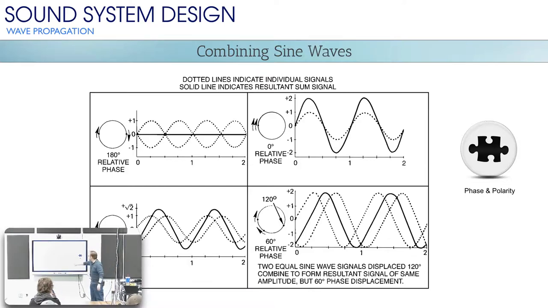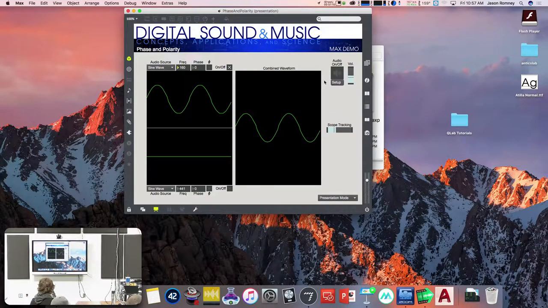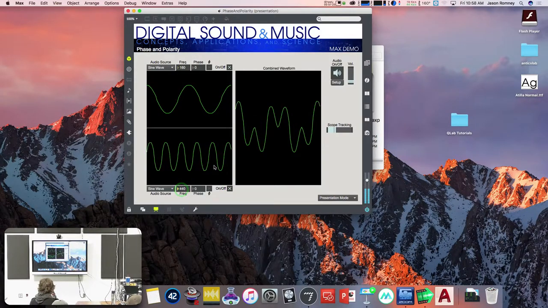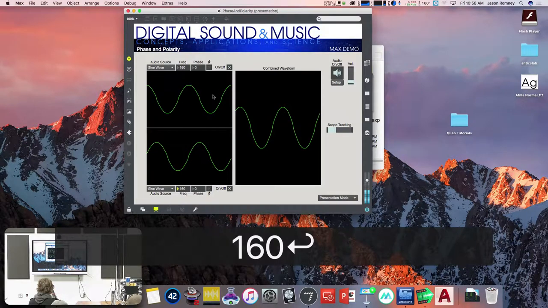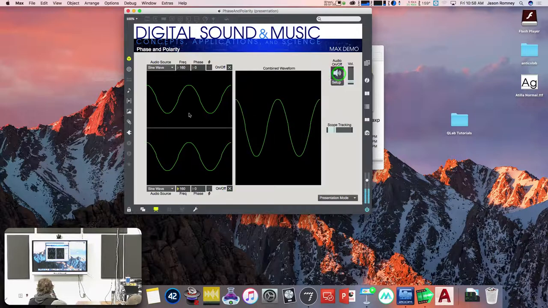So let's take a look at that now. Well, actually, let me demonstrate. Let me do the Max thing first. So here is my little sine wave that I'm making. I'm going to make another one at the same frequency. There we go. And notice right now they are perfectly in phase. So they both combine at higher amplitude. This is a higher amplitude wave now.